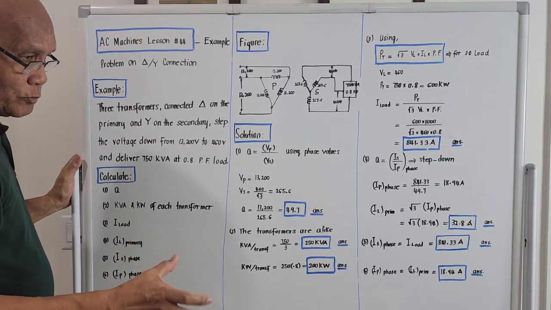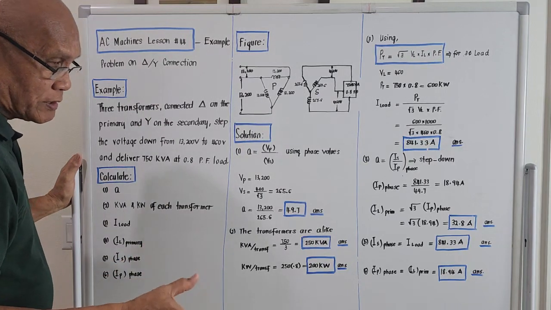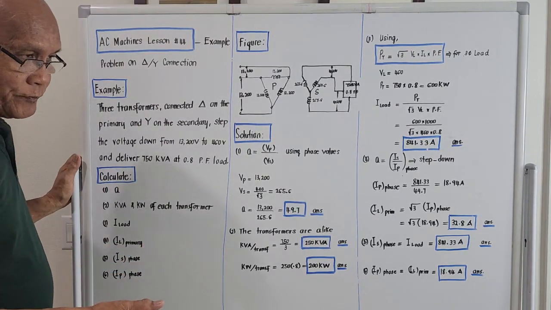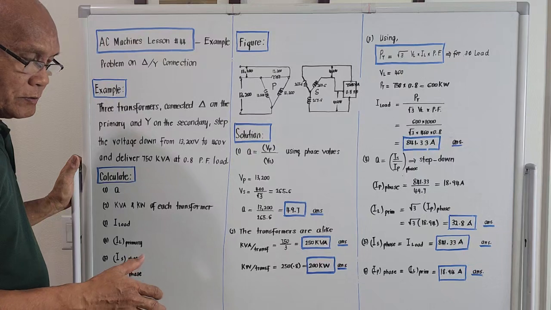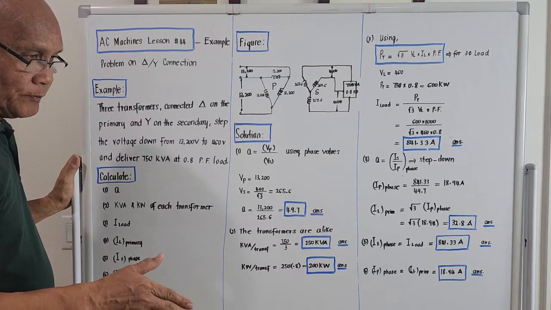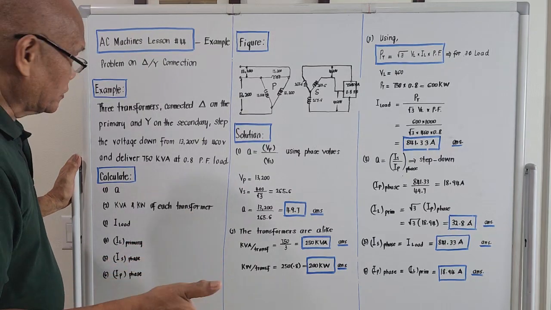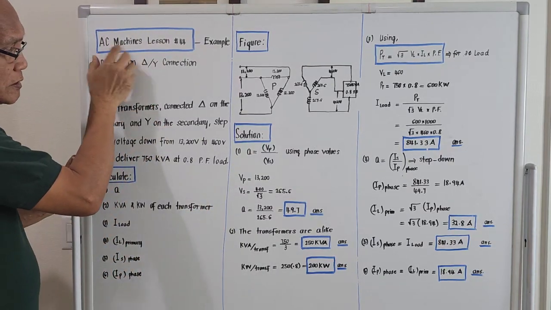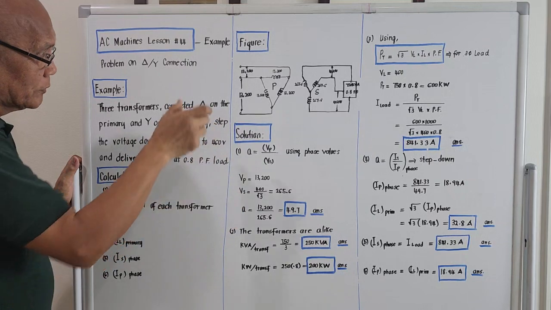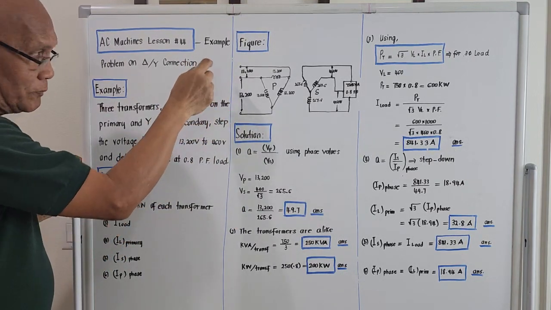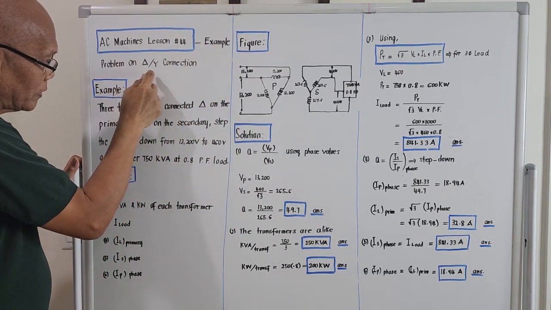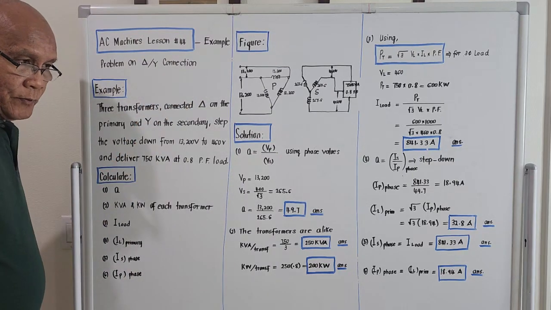We are almost done with transformers, so the next time around I might discuss the concepts of alternators. This is now the so-called power generation machine. Okay, AC machines, lesson number 44 for tonight. And the title of the topic will be Example Problem on Delta to Y Connection.